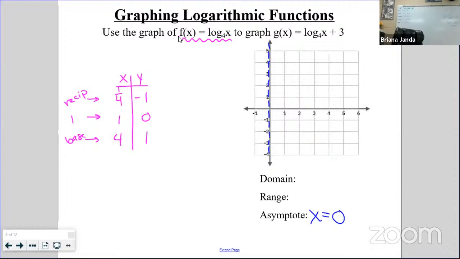Then I'm supposed to take each of these dots, which I can put out here at 1/4, -1; 1, 0; and 4, 1, and I am supposed to move each of those up 3. So I just take that dot and go 1, 2, 3, 1, 2, 3, 1, 2, 3, slide along my asymptote and increase slowly. Okay.